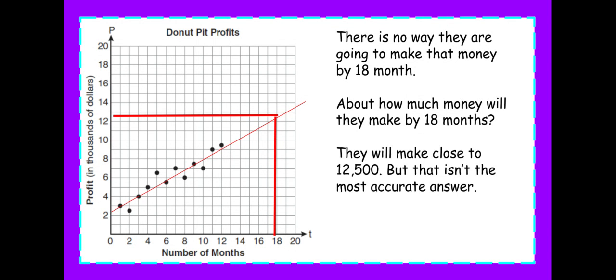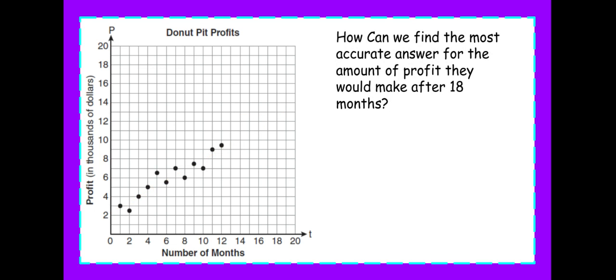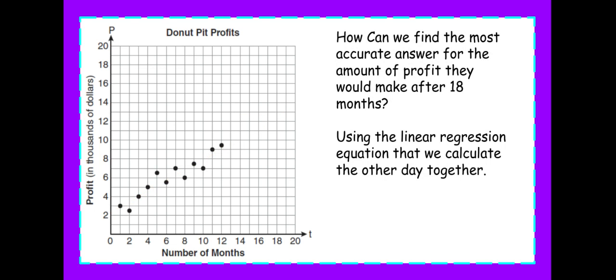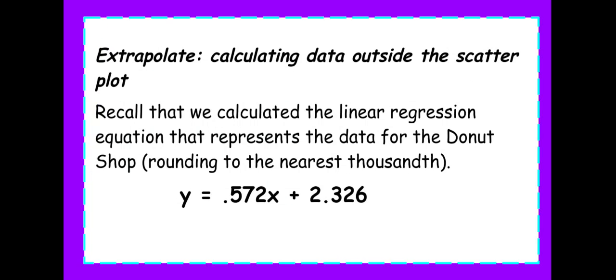But what we're going to explore today is how we can make the most accurate ones, and we'll all get the same answers. And how do we do that? The most accurate way is to use our linear regression equations that we were calculating the other day. So let's just go back and review. The linear regression equation we got for this question when we did it together was y equals 0.572x plus 2.326. We did this all on our calculator.